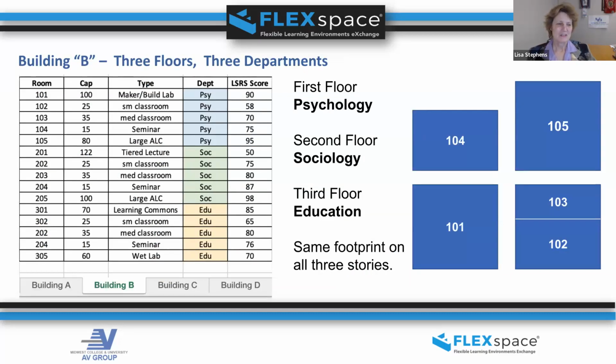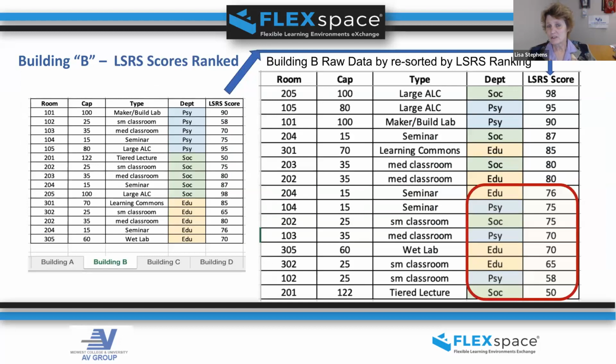But you can turn your raters loose, have them just go through the rooms logically, 101, 102, 103. We already know what the capacity of the room is, and we know the type of room that it is. Just added a little color coding here to differentiate between the floors and the departments, and the scores fall wherever they fall. But then you can take those scores, rank them, high to low, low to high, however you want to do it.